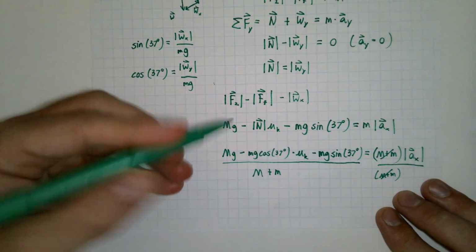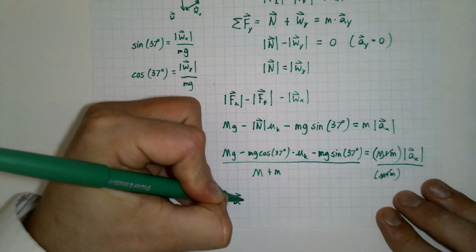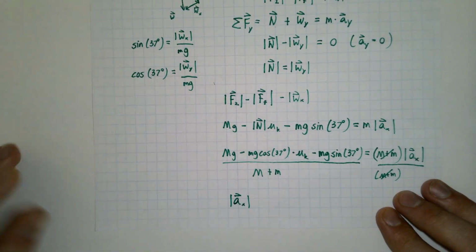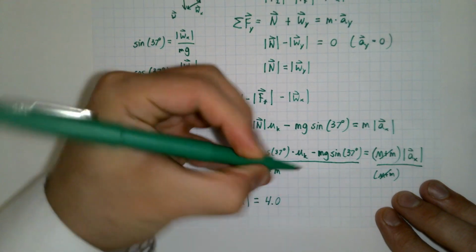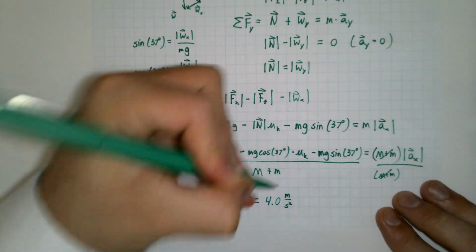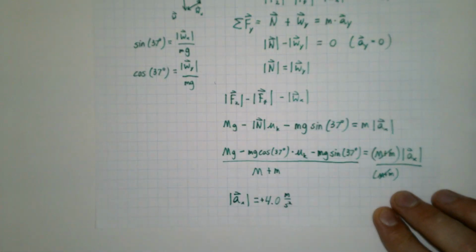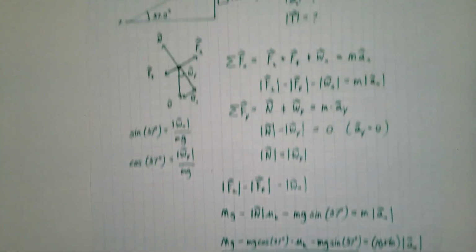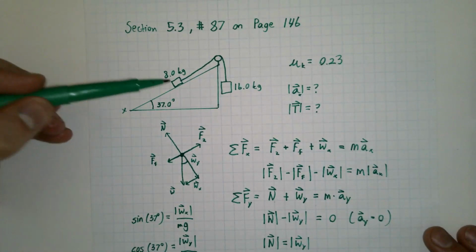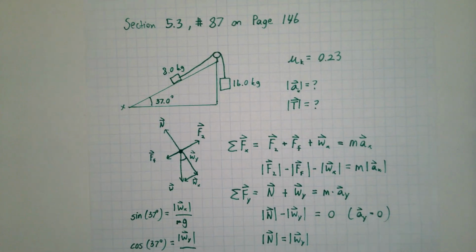If we plug all these numbers in, we find that the acceleration of our block in the x dimension, along the incline, is 4.0 meters per second squared in the positive direction, as long as we define positive as up the incline. That is the acceleration of our entire system, of both the 8 kilogram block and the 16 kilogram block.